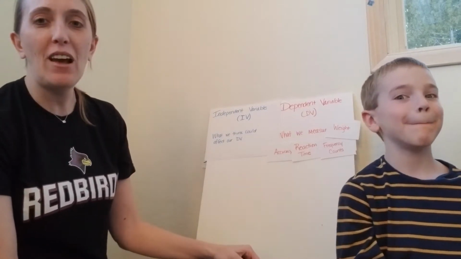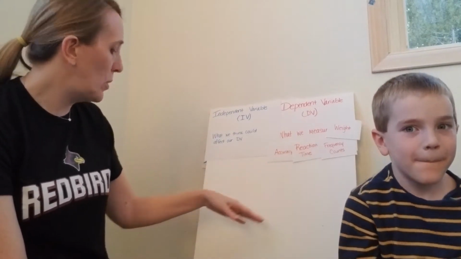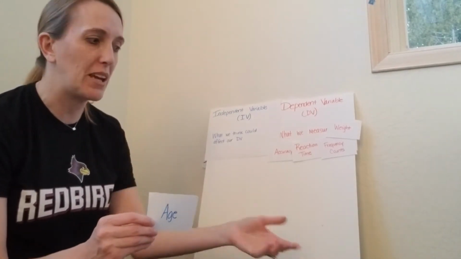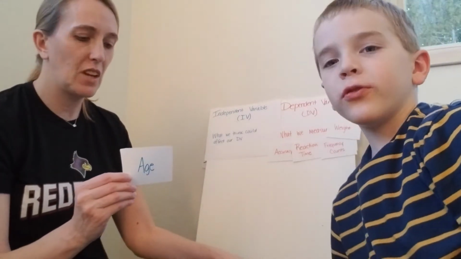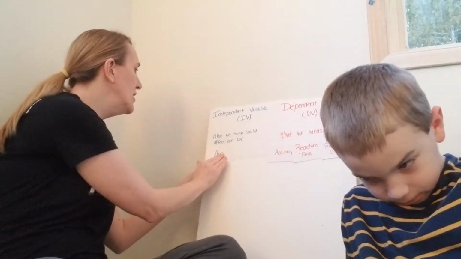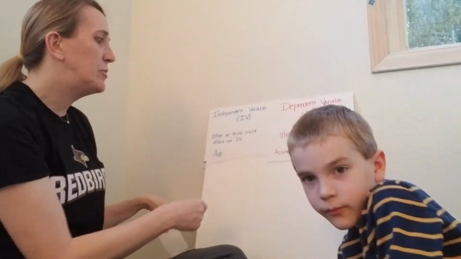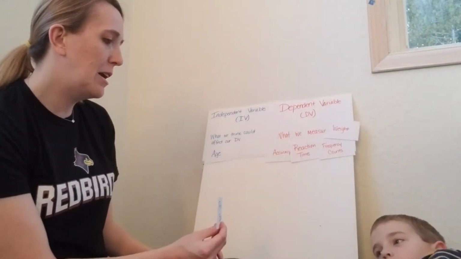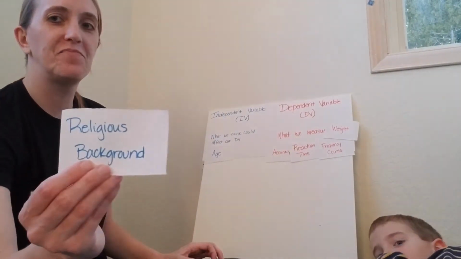All right, so we have all these different things that we want to measure, and then we have something that we think might affect them. So Jansen, what would this be? Age. Okay, age might affect them. So when we look at age, we might find older people or younger people have different reaction times. How about this one? Ooh, that's a tough one.